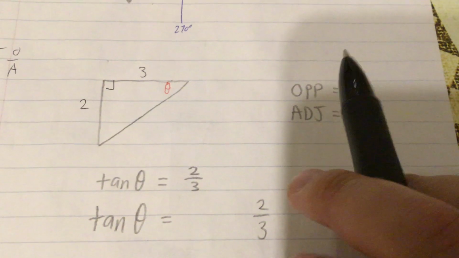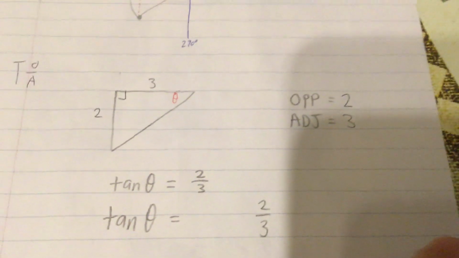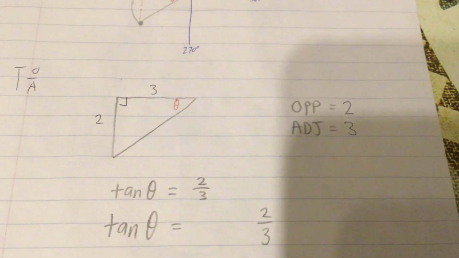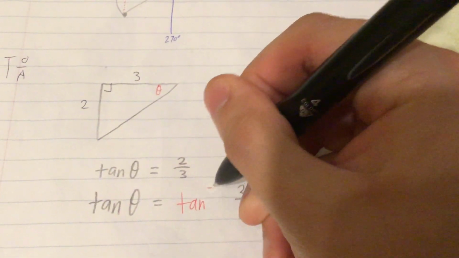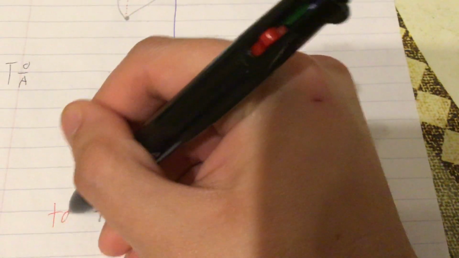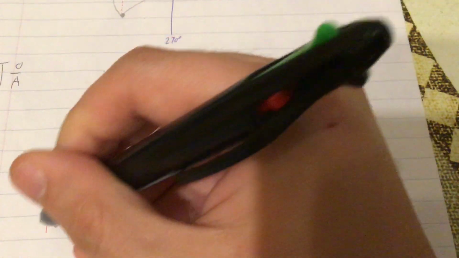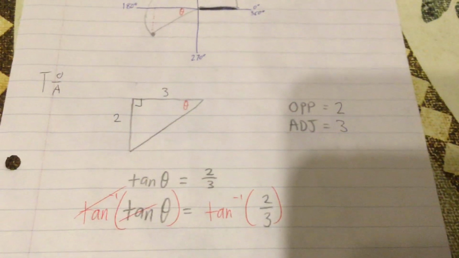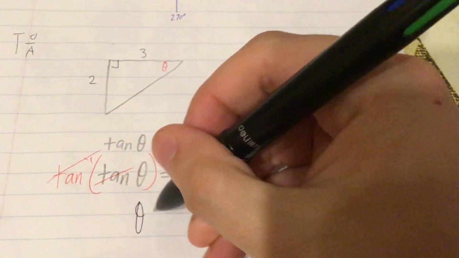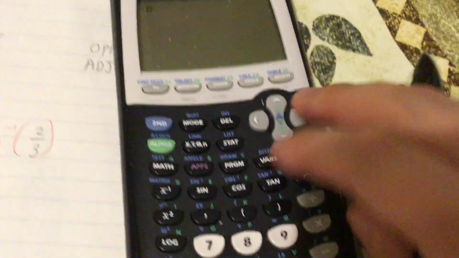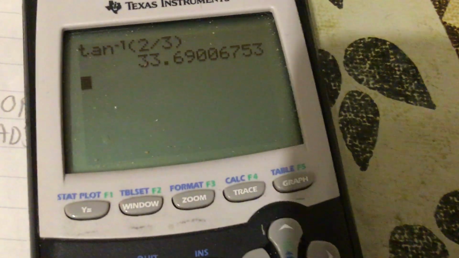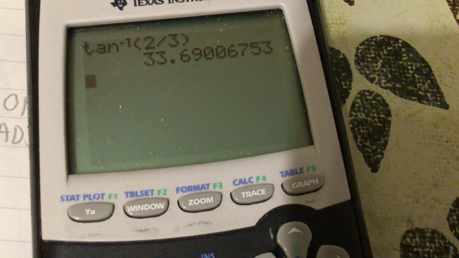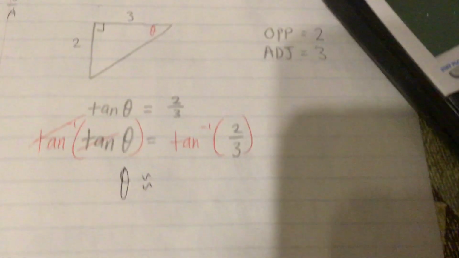So the tangent of theta is equal to 2/3, and I'm going to undo that tangent layer by applying tangent inverse to both sides of the equation. So now that tangent inverse cancels out with tangent, I'm left with angle theta. So now I pull out my calculator. The tangent inverse of 2/3 is 33.6900, so 33.690 degrees.